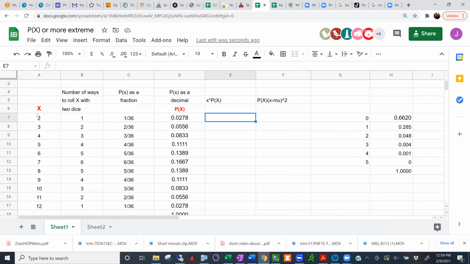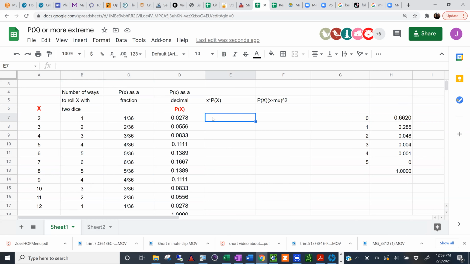So here's your probability distribution for rolling a pair of dice. And you can see where I copied it into the handout. The two columns that I want to focus in on right now are labeled X and P of X. X is your random variable. P of X is its associated probability as a decimal.